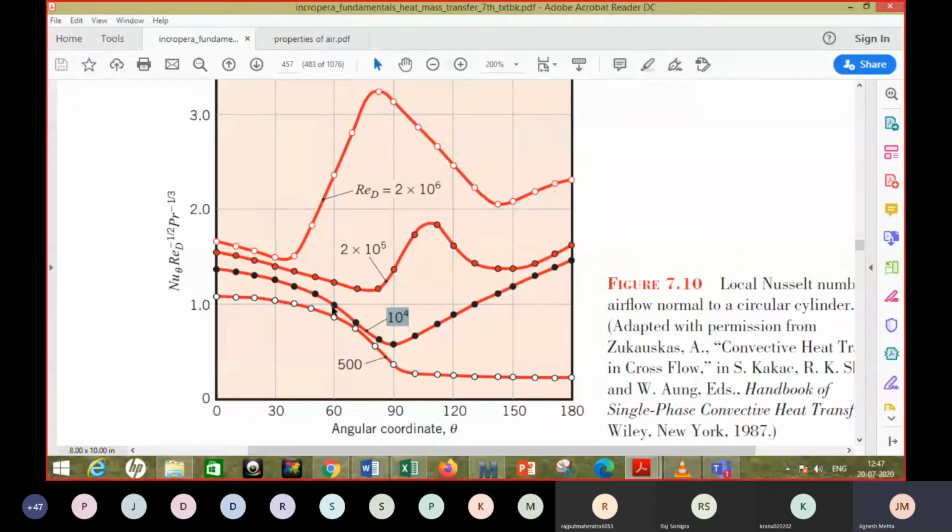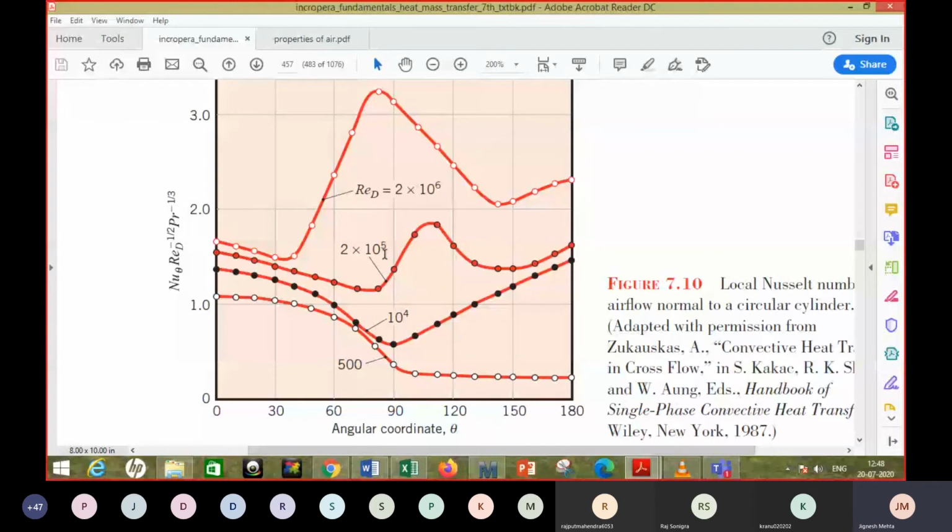So that continuously goes on decreasing, and then when the separation occurs, right, at around 80 degrees, it starts increasing, right? So heat transfer coefficient would be higher because the flow has become irregular, and there is mixing taking place. Because of that mixing, the vortices and eddies, the heat transfer coefficient or Nusselt number starts increasing when the flow separation takes place. That is for low value of Reynolds number.